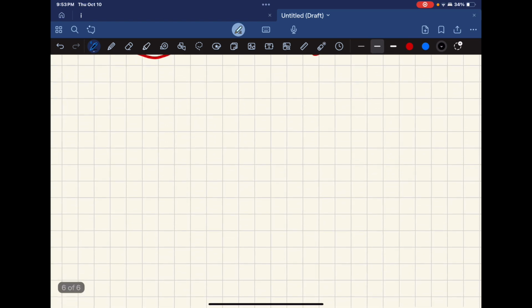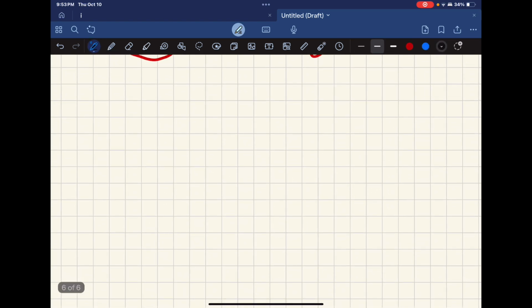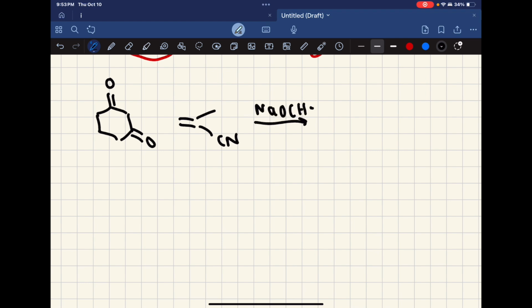So like I said, it's typically going to be a Claisen or an aldol product, but doesn't have to be. It could be something that looks similar. So if I gave you an example that looks like this, okay, and I gave you these reaction conditions, what is my Michael donor or my Michael acceptor?